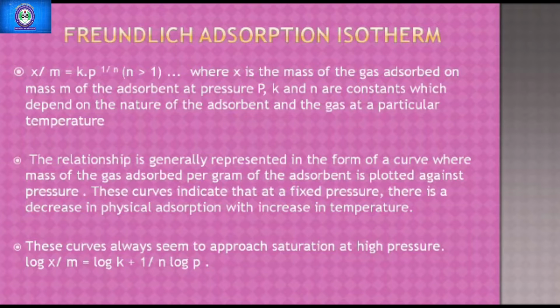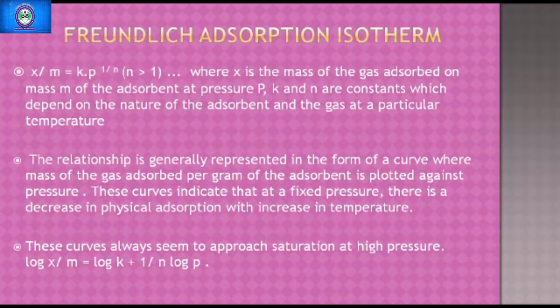So Freundlich adsorption isotherm can be written as x by m is equal to k p power 1 by n, where n is greater than 1, where x is the mass of the gas adsorbed on the mass m, that is, m is the mass of the adsorbent at pressure P. K and n are constants, which depend on the nature of the adsorbent and the gas at a particular temperature.